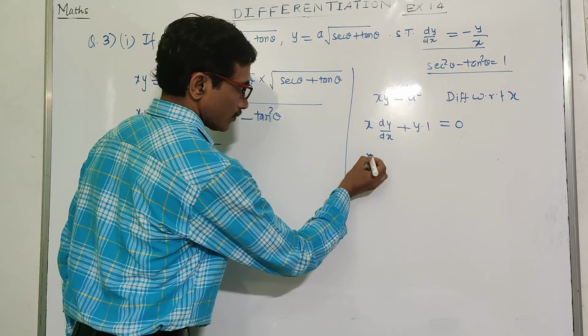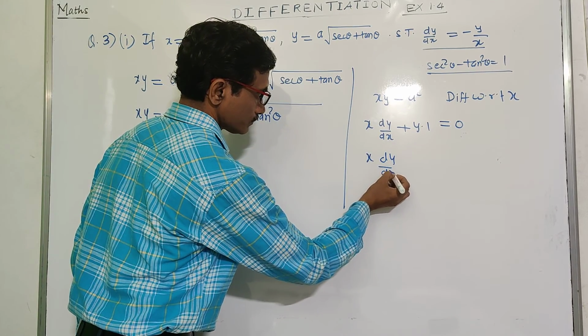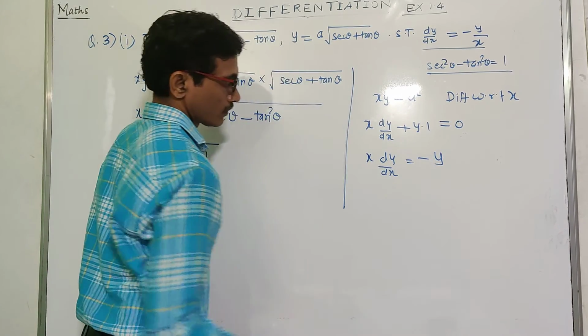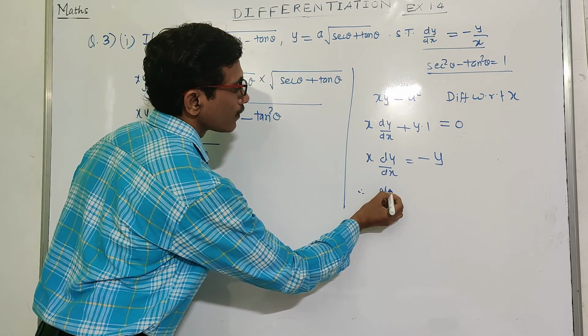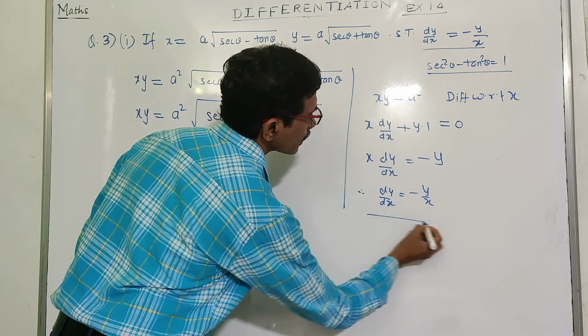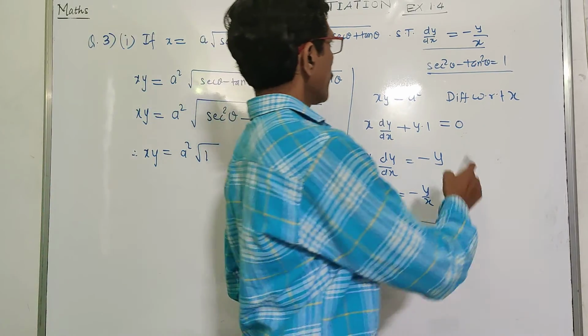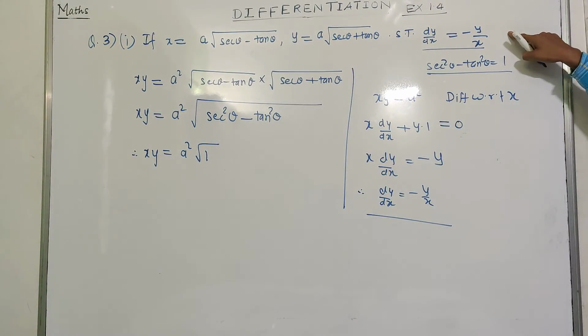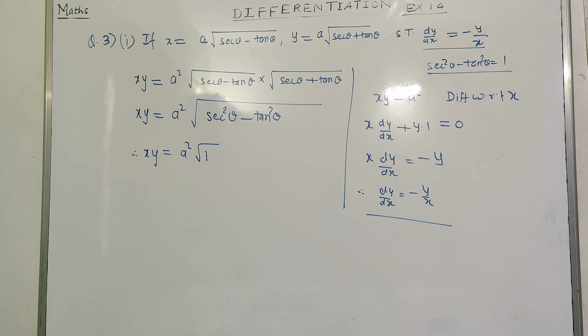So x into dy by dx is equal to minus y, and as we require, dy by dx will be equal to minus of y upon x. So we require dy by dx is equal to minus of y upon x.